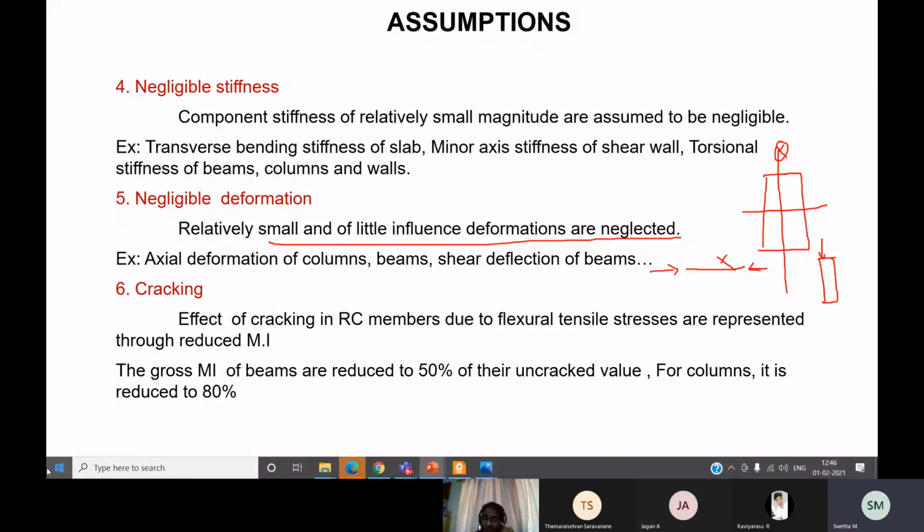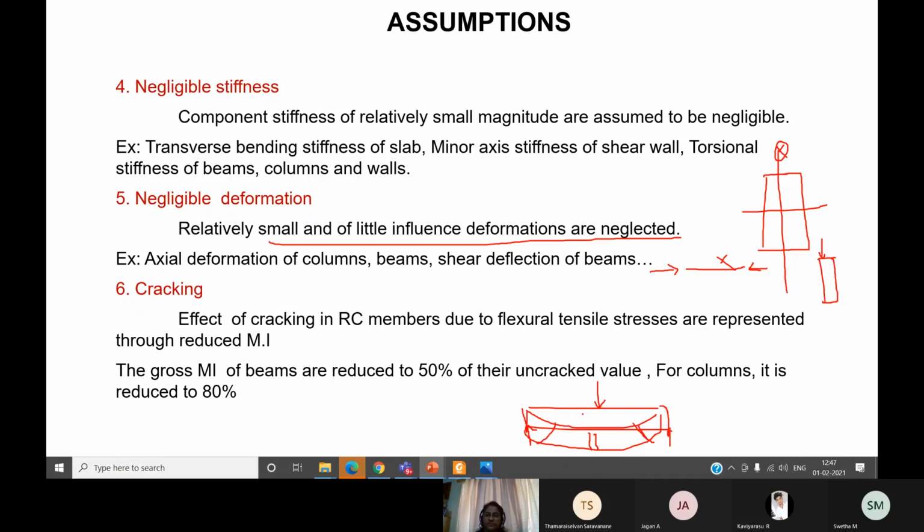No, ma'am. Okay. Then suppose I take a beam and it is loaded. You will apply the load and finally test it in a testing machine, and it will develop some cracks. During deflection, it will develop some flexural cracks and some shear cracks.